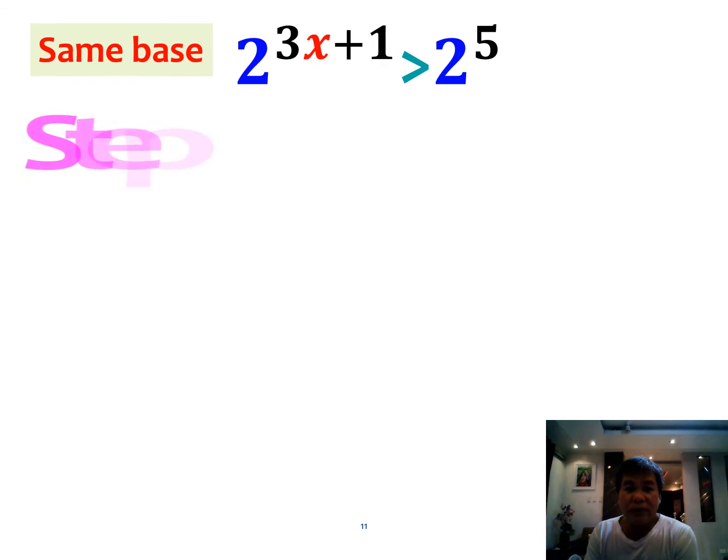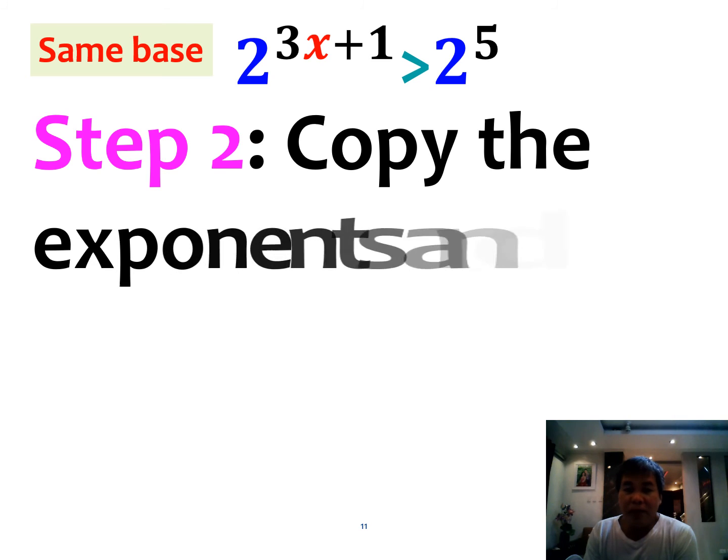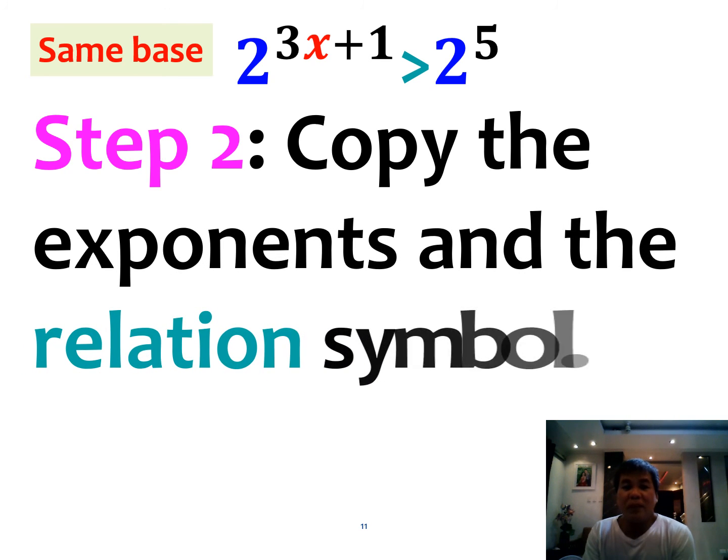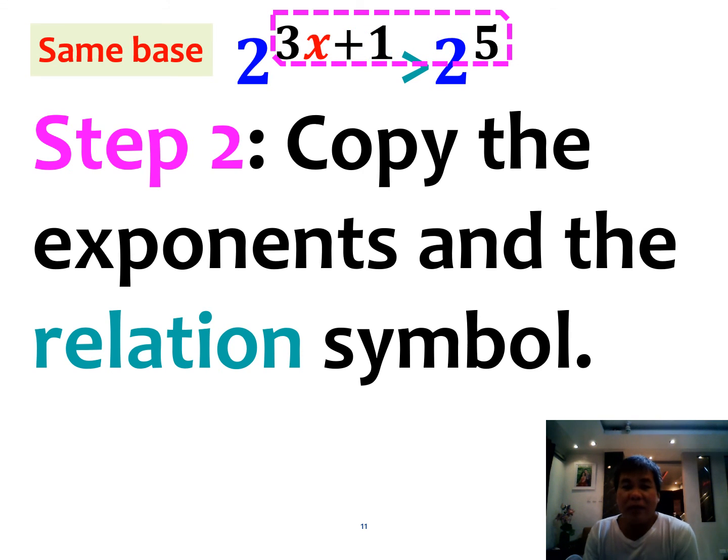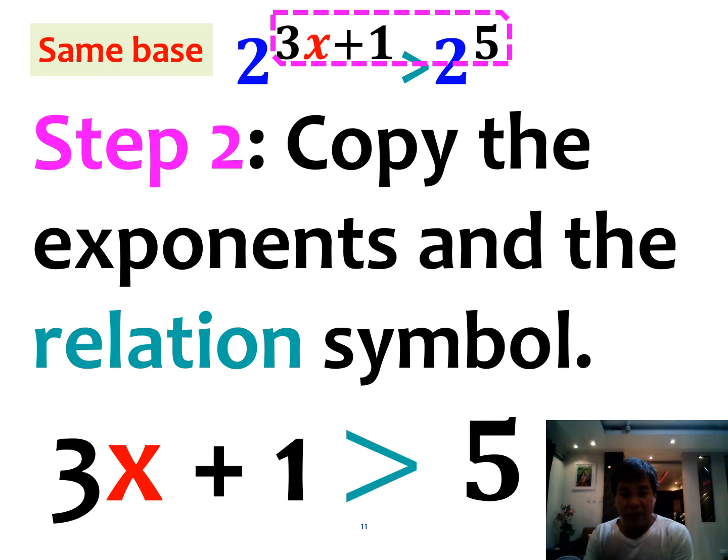Step 2, since they have the same base, we copy the exponents and the relation symbol. So 2 raised to 3x plus 1 greater than 2 raised to 5. Just copy the exponent, which is 3x plus 1, and the relation greater than 5. So we have the inequality.